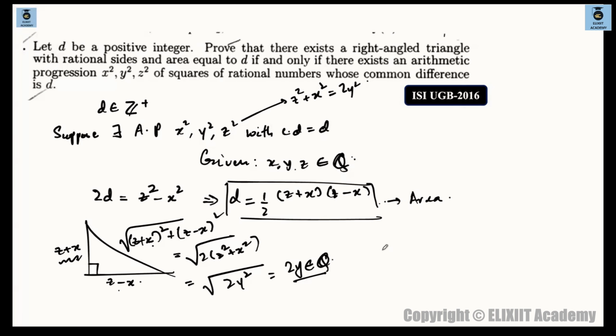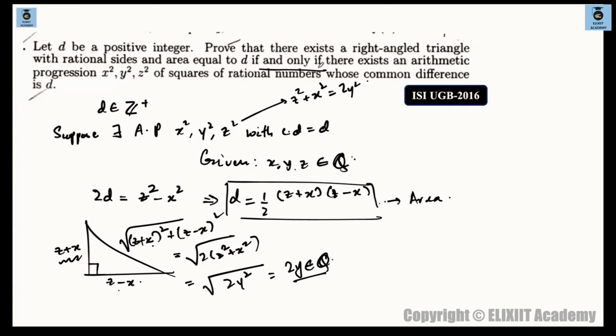If and only if, they have said, listen, you have to prove that there exists a right angle triangle with rational sides and area equal to D if and only if there exists an arithmetic progression X square, Y square, Z square. There exists an arithmetic progression if and only if, focus on this word, if and only if. Now what you have to prove is the converse of this statement.